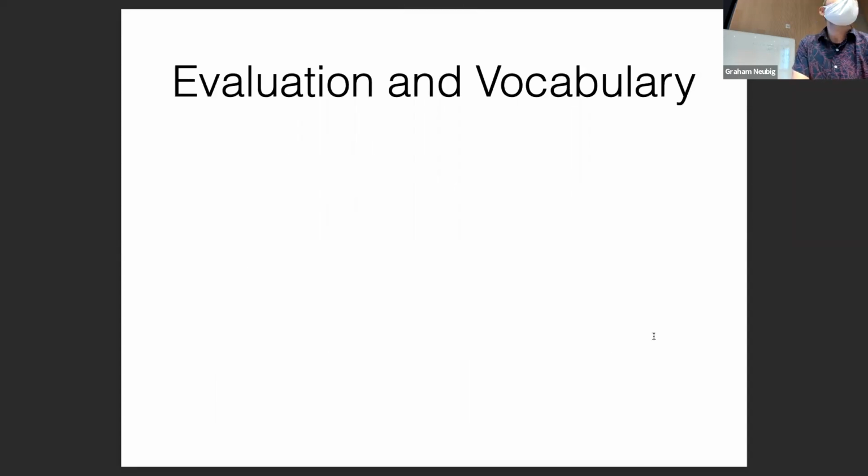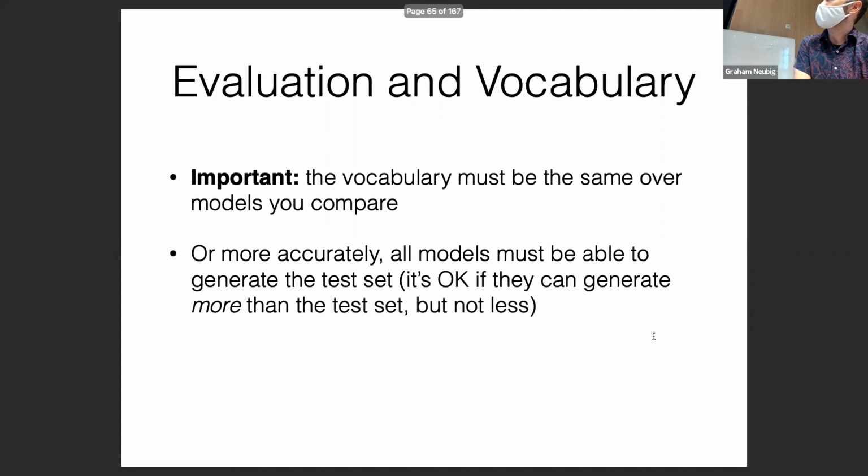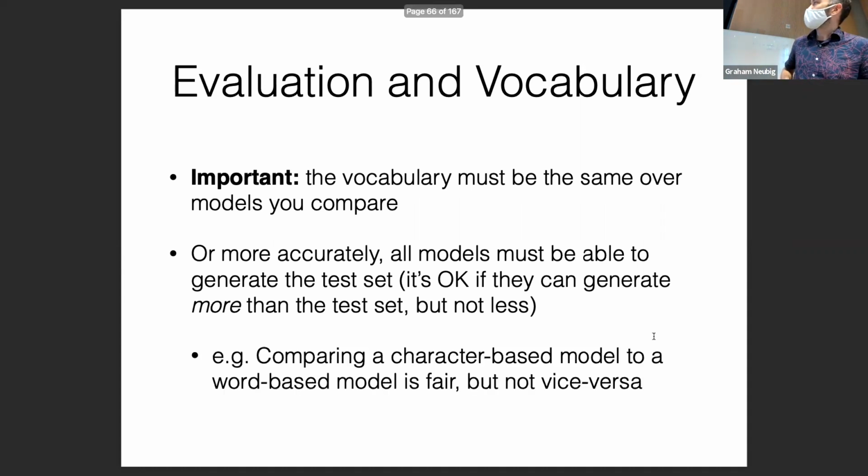When you're doing evaluation, one thing you need to be careful of is the vocabulary must be the same over the models you compare, or more accurately, all models must be able to generate the test set. So what I mean by this is it's not fair to compare a character-based model to a word-based model if the word-based model is using unknown words and the character-based model is not. So just to give an example, an intuitive example why this is not fair.